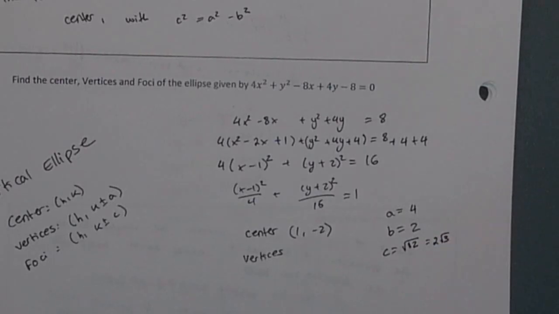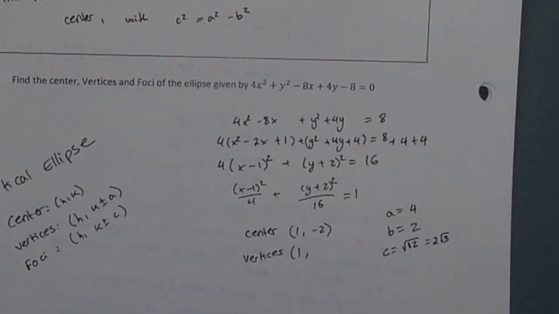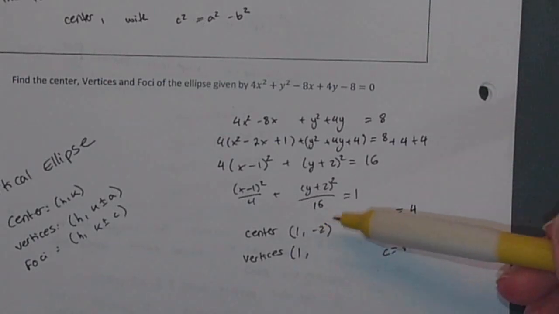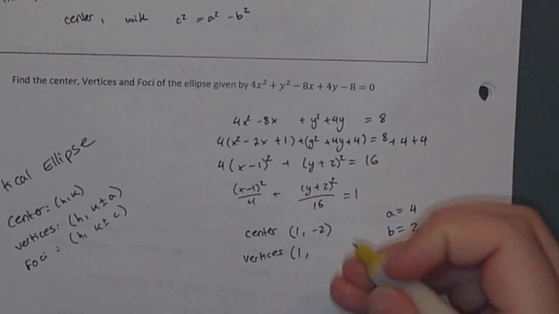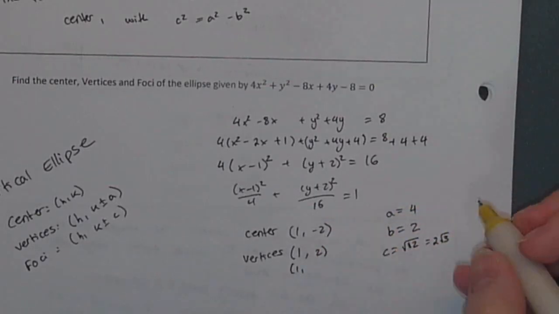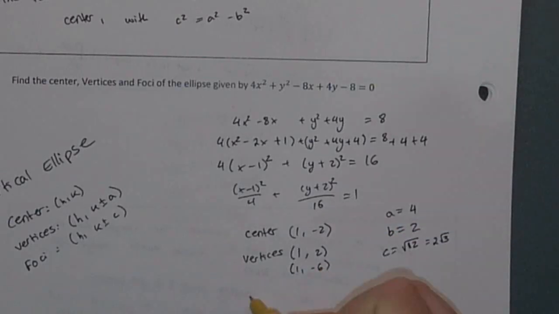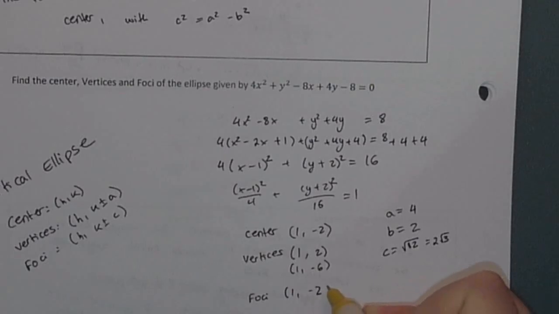Now our vertices, we have h comma k, which is negative 2, plus a, which would be 2, and h comma k, negative 2 minus 4, which gets me to negative 6, and my foci, I have 1 comma negative 2 plus or minus 2 root 3.